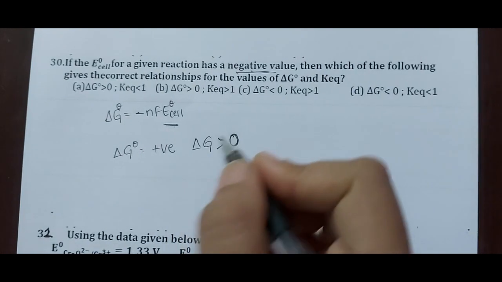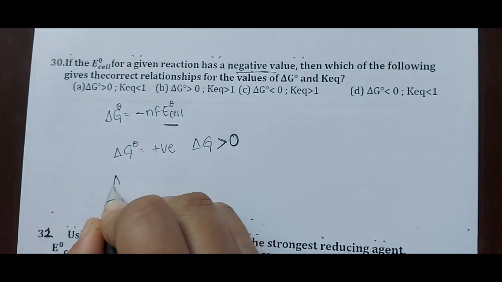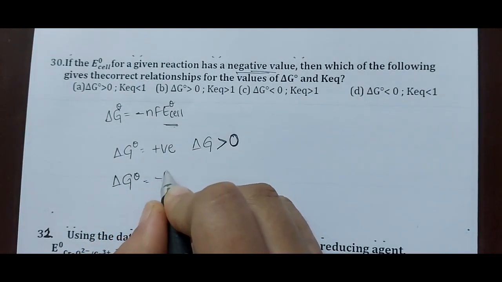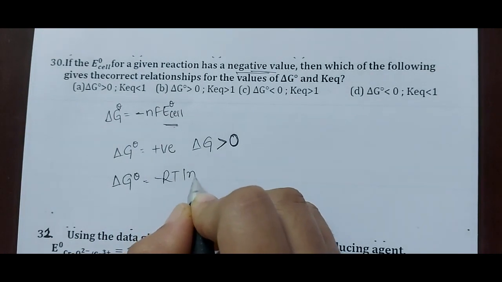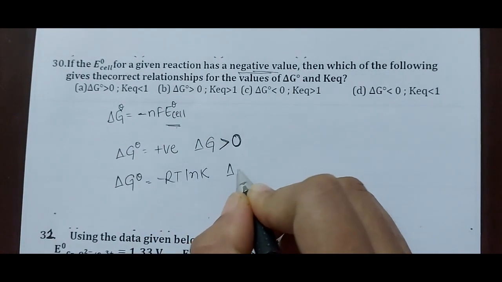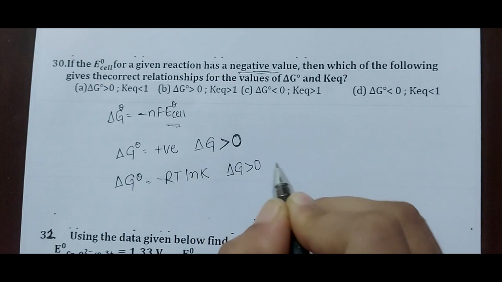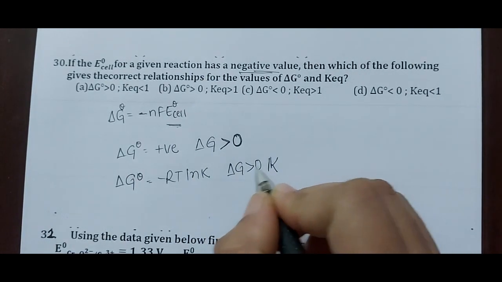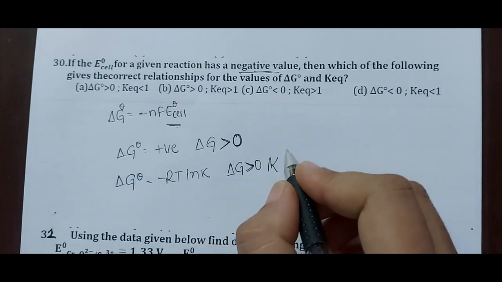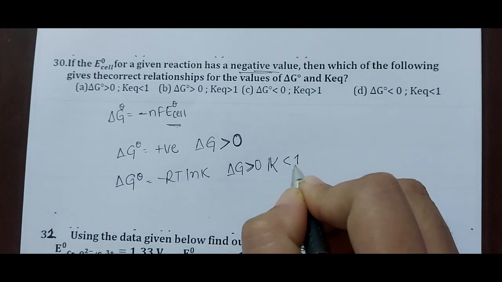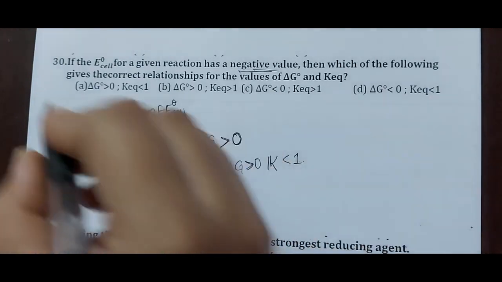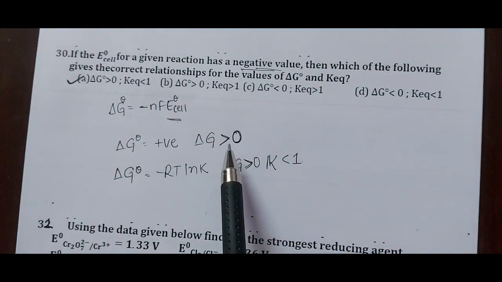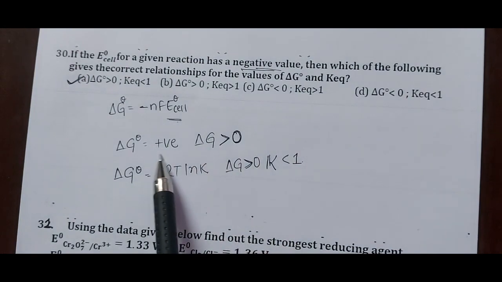And if delta G is greater than 0, we relate delta G naught by the equation as minus RT ln K. So if delta G is less than 0, K at equilibrium is greater than 1; if delta G is greater than 0, K at equilibrium will be less than 1, and hence the correct answer is option A, that is delta G greater than 0, because delta G will be positive.